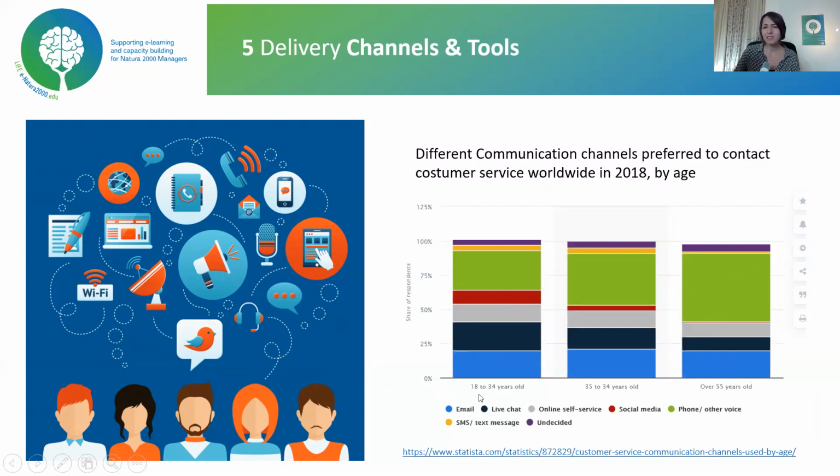Whilst someone between 18 and 34 will probably not give you a call straight away. They will first look for you on social media, write you something if they're really interested. And then if you don't answer, they might find your email address and contact you. So this is just for you to understand that people of different ages will have different ways of accessing information, and you need to be very aware of this.